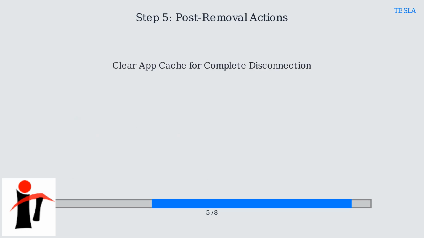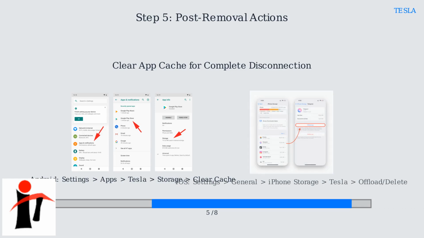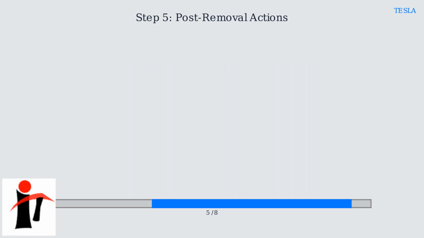For complete disconnection, and to prevent any lingering data or settings from causing issues, it's recommended to clear the Tesla app's cache on your device. This ensures no residual information remains that could affect future app performance.